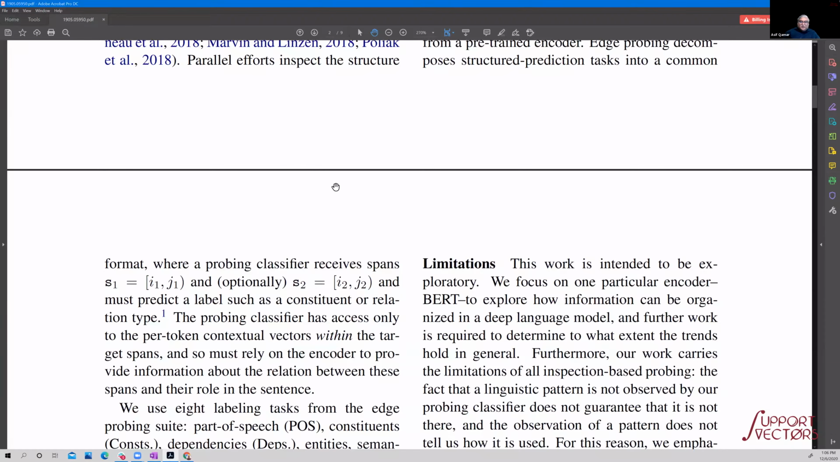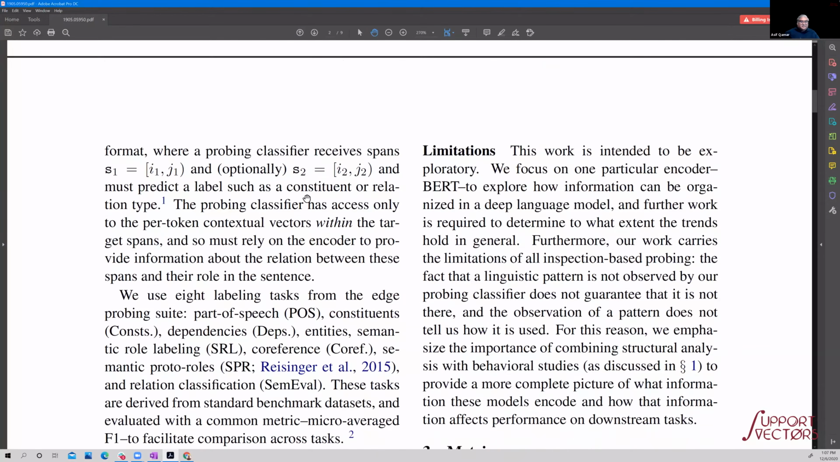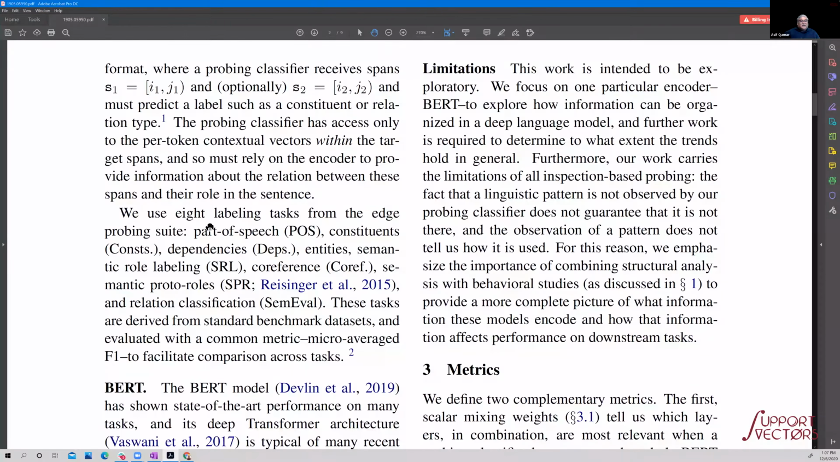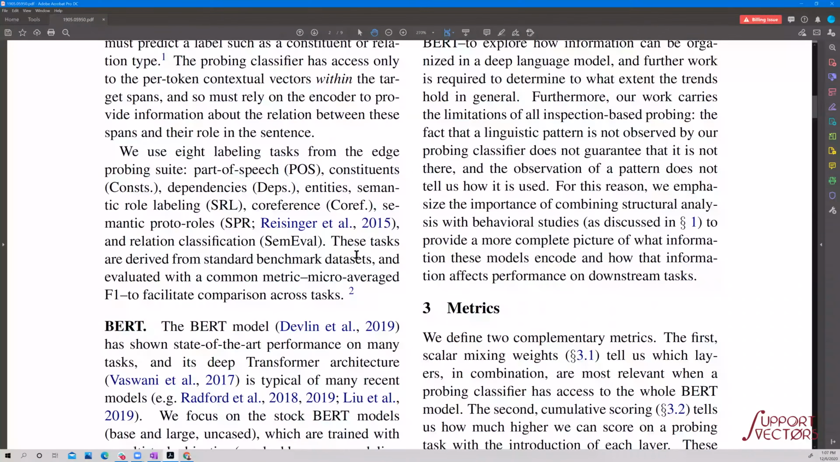So now it goes into a lot of the details, which I don't think are terribly relevant. Here they're talking about 8 tasks from the edge probing suite. So these are important. Part of speech, we know what they are. Constituents, constituent recognition. We did that a little bit. What are the pieces, the sub phrases that this is made up of?